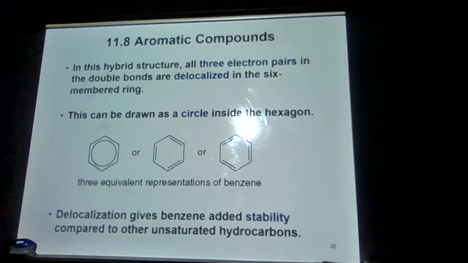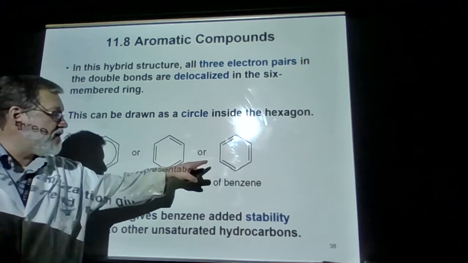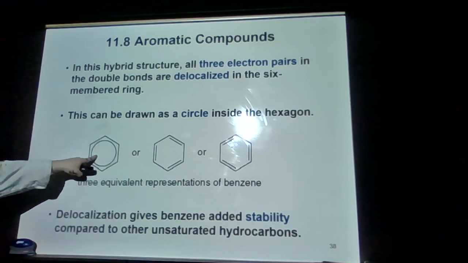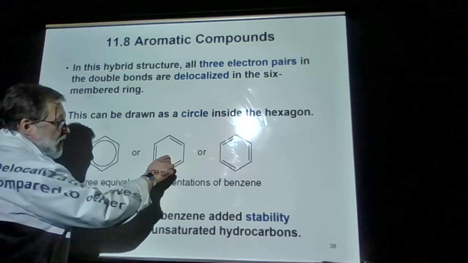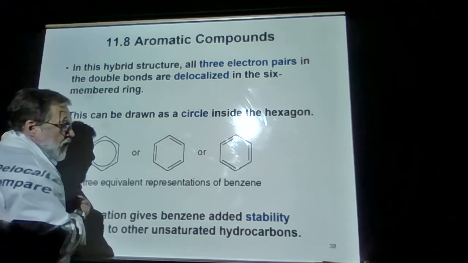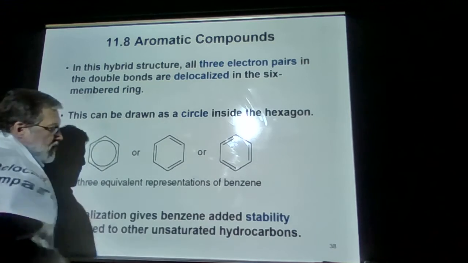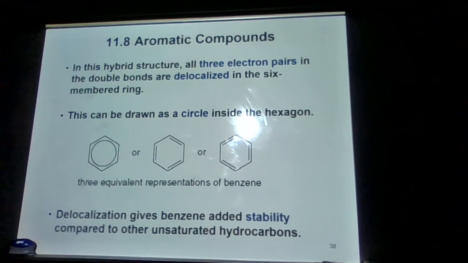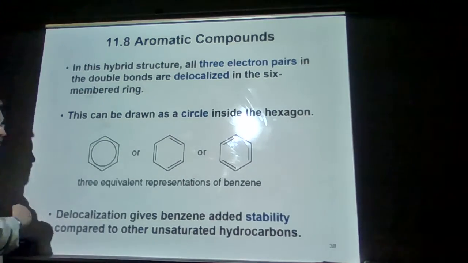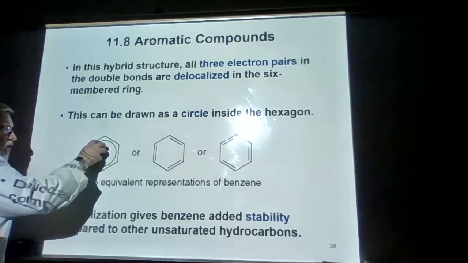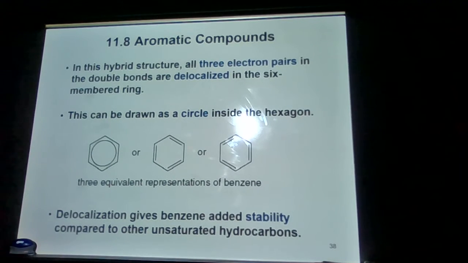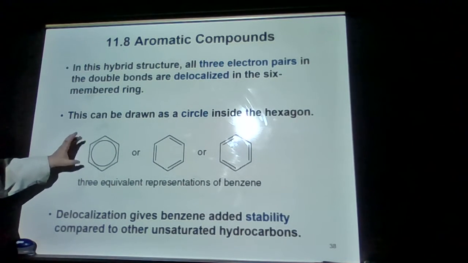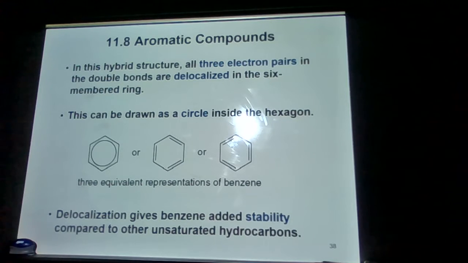This is an accurate resonance structure. So is this and this. But this is a better representation, because this implies that we have isolated single and double bonds. This structure implies that we have isolated single and double bonds. But that's not really what the molecule looks like. It looks more like this, where we have no single, no double bonds. Each bond is about a bond and a half.